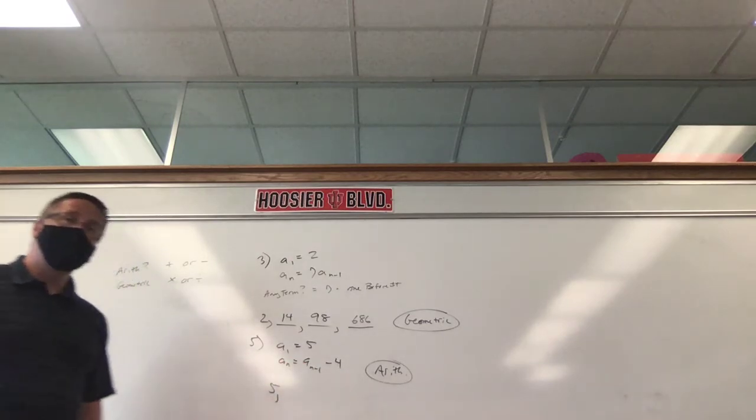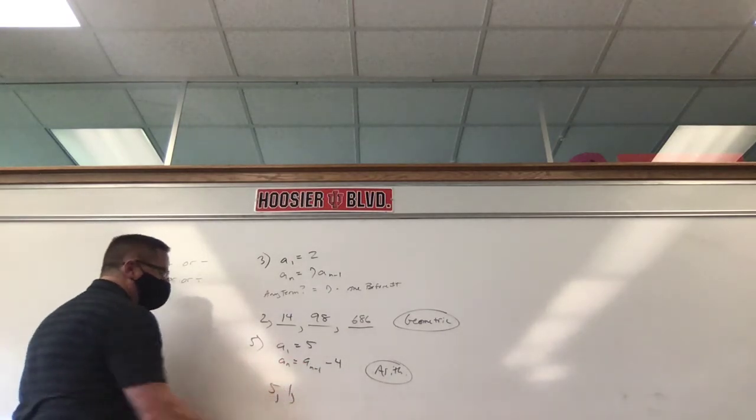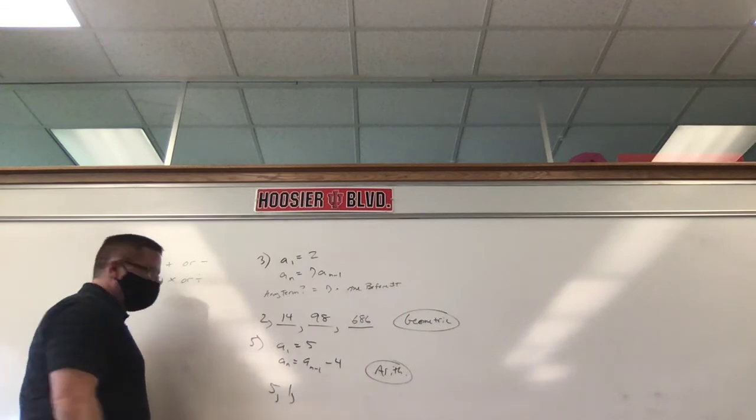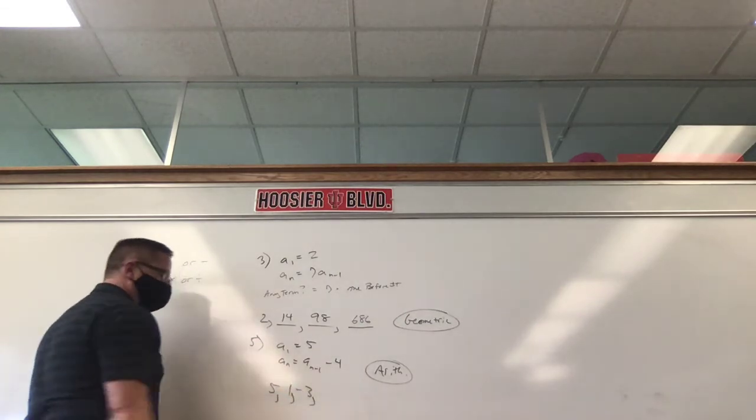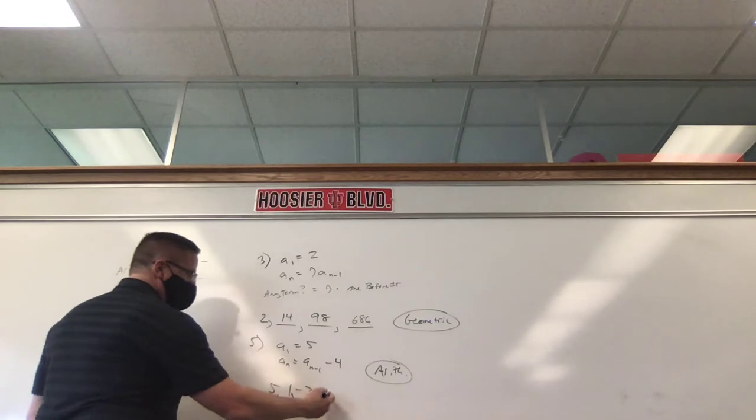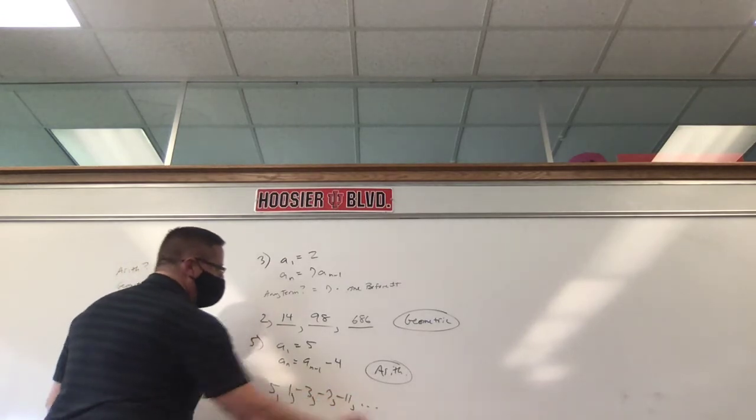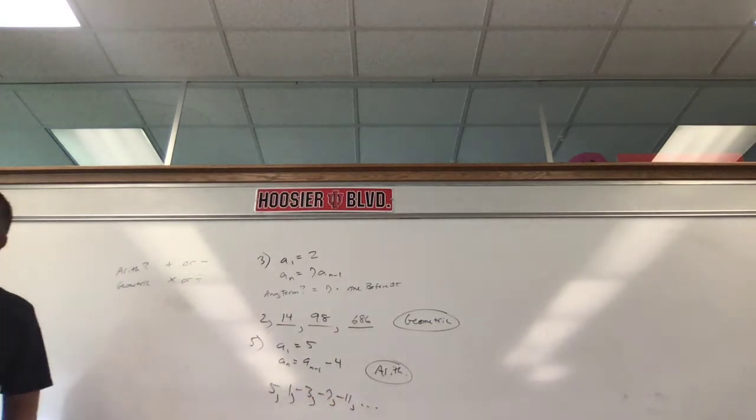How'd you get 1? I did 5 times 4. How do I find what comes next? Minus 4. 1. Negative 3, then what? Negative 3 minus 4. What am I doing each time? Subtracting 4 from what? The previous term. That's what we're doing.